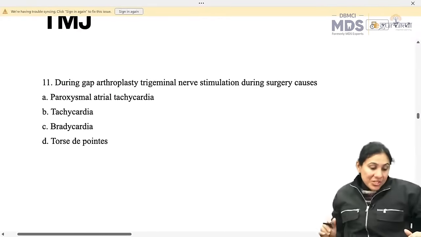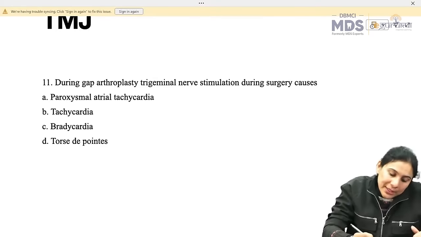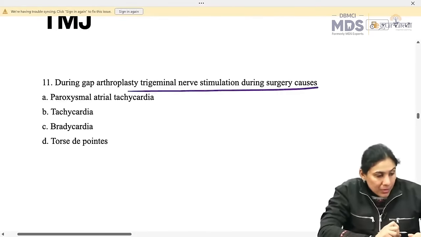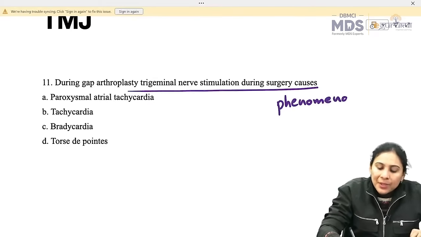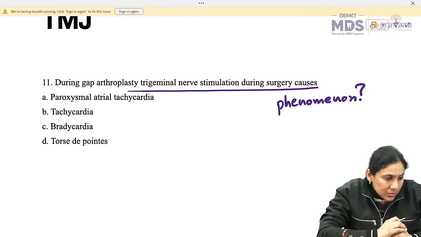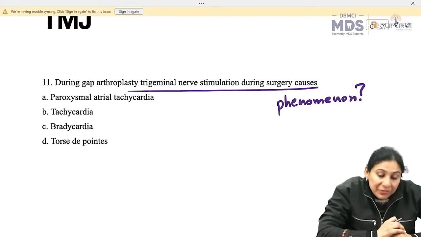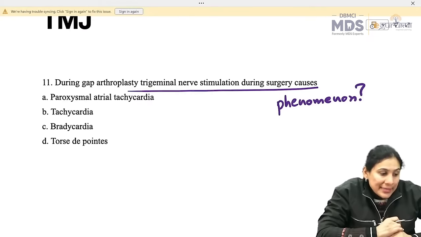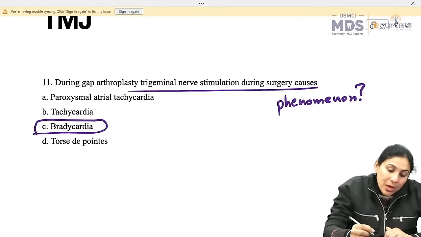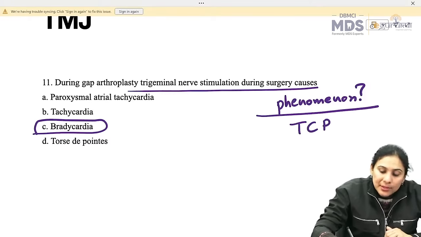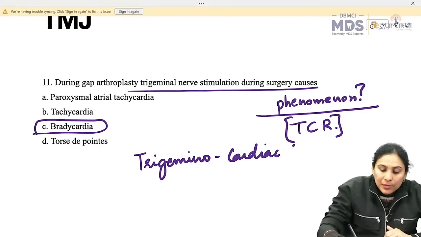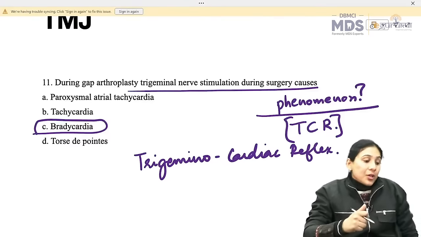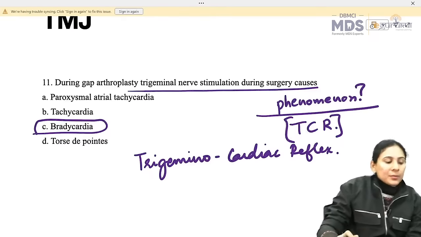Next question. Question number 11. During gap arthroplasty, trigeminal nerve stimulation causes what? I want you to tell me the answer and the name of the phenomenon which is happening in these cases. What is the answer and what is the phenomenon which is causing the answer? Yes, correct answer is C, bradycardia, and the phenomenon is called TCR. It is called trigemino cardiac reflex. What is TCR? Very good. Vagocardial reflex. The more appropriate term is the trigemino cardiac reflex.